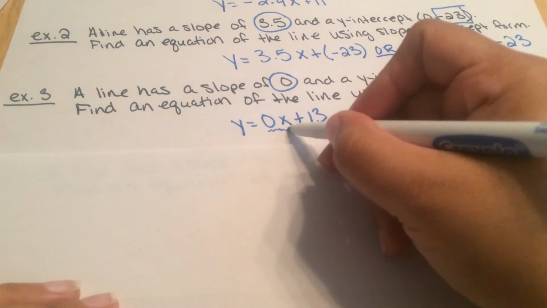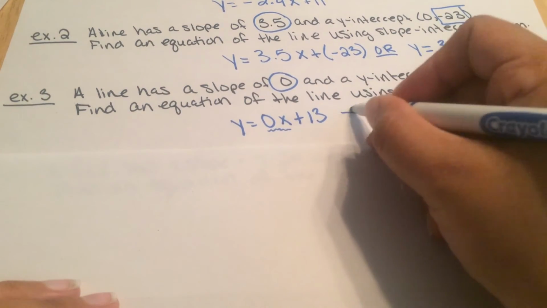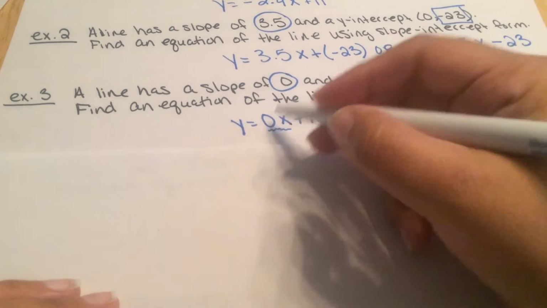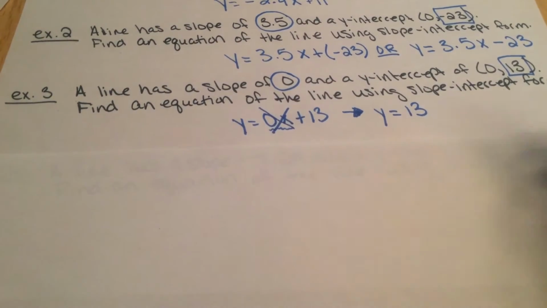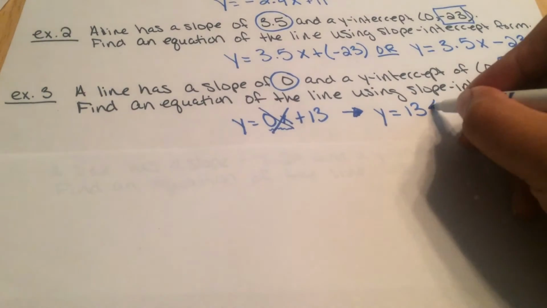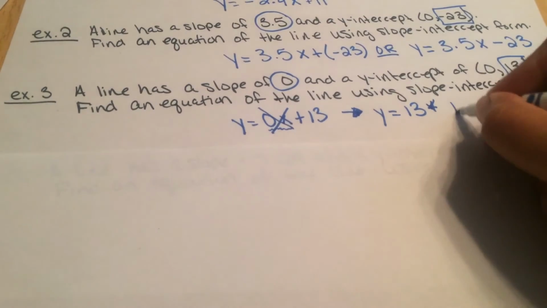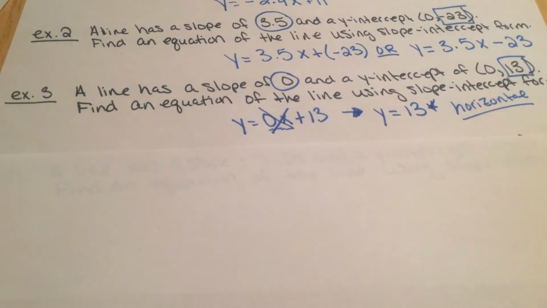We know that if we actually took the time to multiply those two, we would end up with 0. So a quicker version of this would just be y equals 13. If we have a 0x, it means the x doesn't really even exist. So we're just left with this y-intercept. This is really important right here, because this is going to tell us later on that this is a horizontal line. We don't see this too much until we start graphing, although you might remember it from the slope.